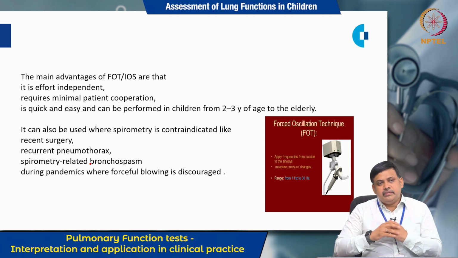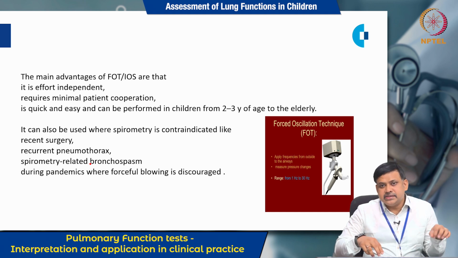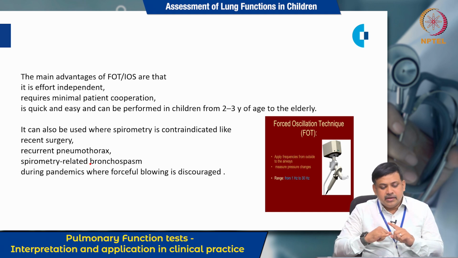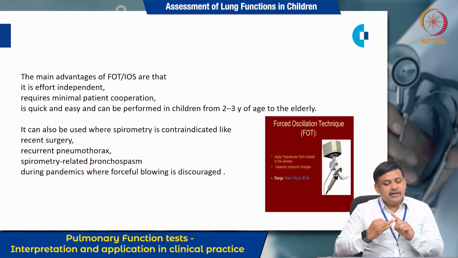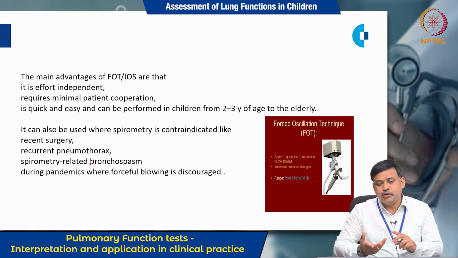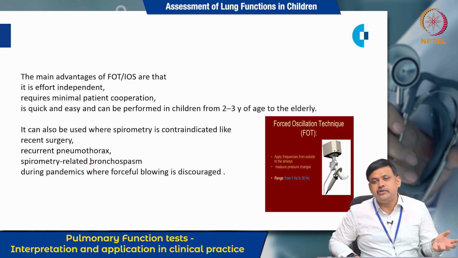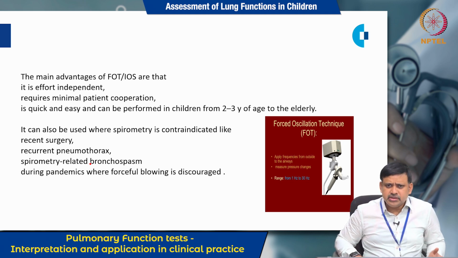So, in what conditions is it mainly used? It is mainly used when spirometry is contraindicated, like a recent surgery, recurrent pneumothorax, spirometry related bronchospasm, or during pandemics where forceful blowing is discouraged. So, these are the conditions where we can use the forced oscillation technique to find out the obstructive pattern.